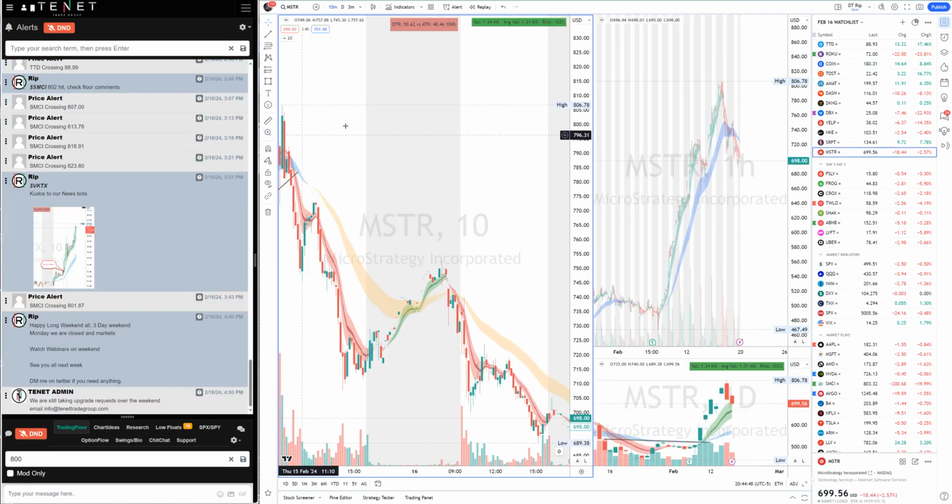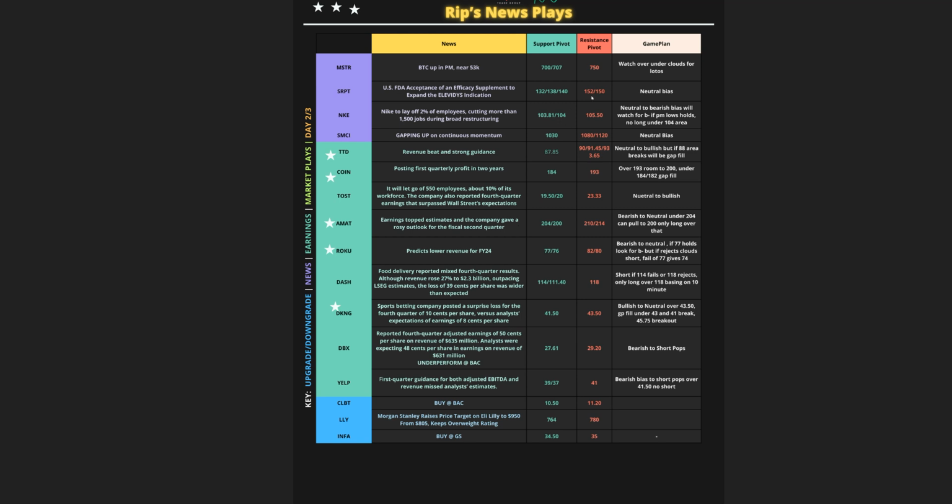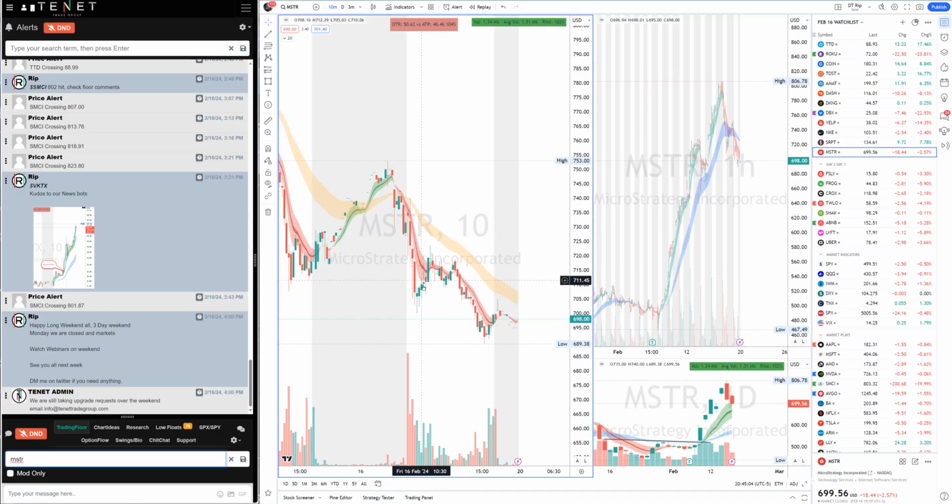But another one that made up for the COIN was MSTR, guys. So MSTR was a short all day today from our watch list. We have MSTR every day. I said watch over or under the clouds. That was simple. 700, 707 was support pivots, resistance was 750. Over under cloud means under the cloud it's bearish. You can see it's clearly under the clouds, and then it just faded right away from that point.